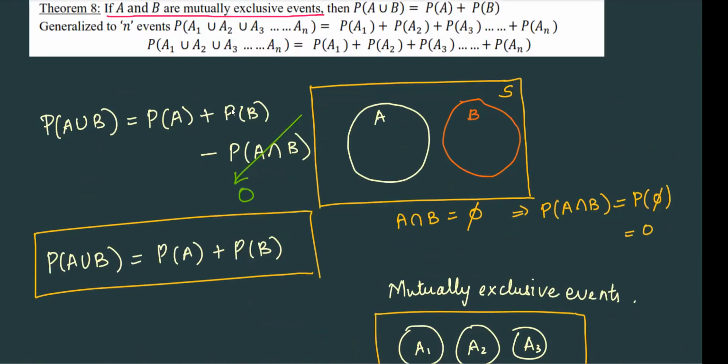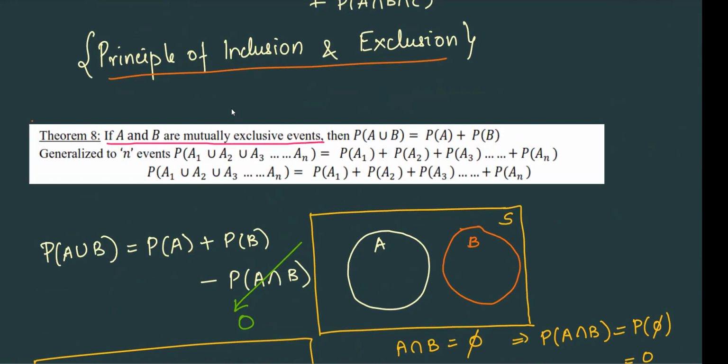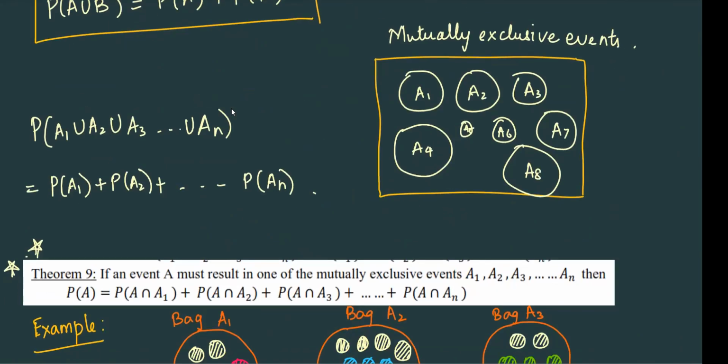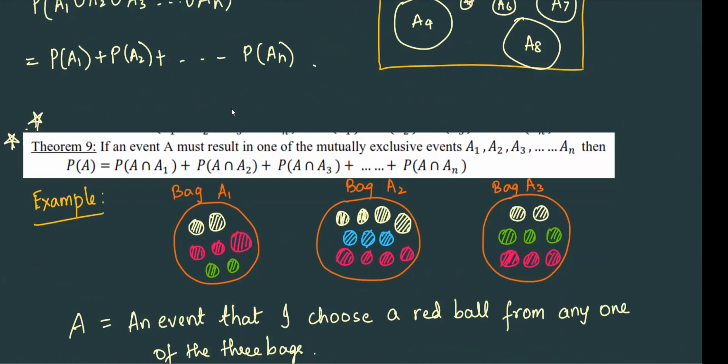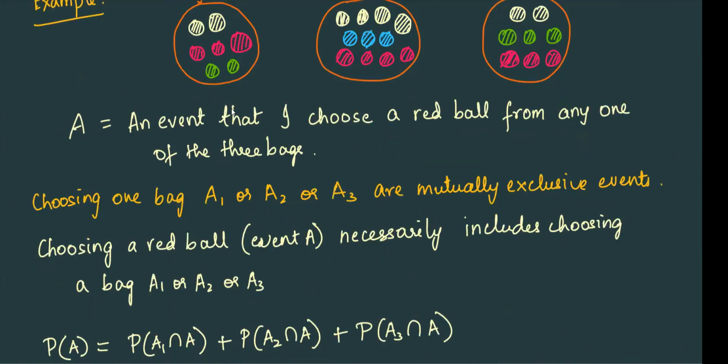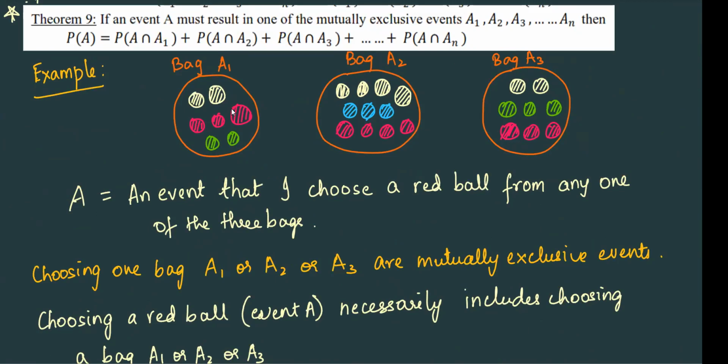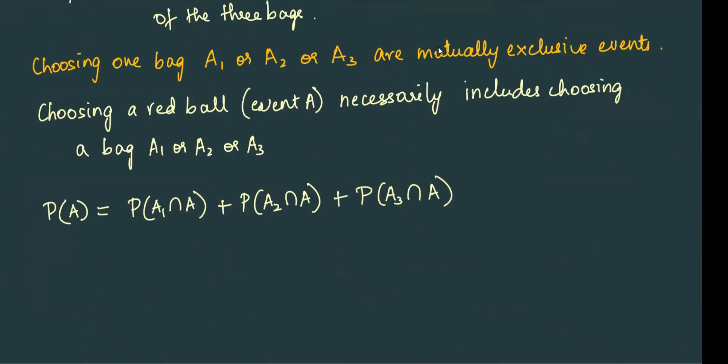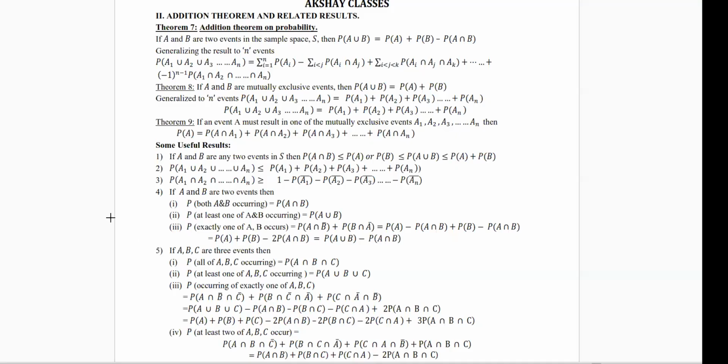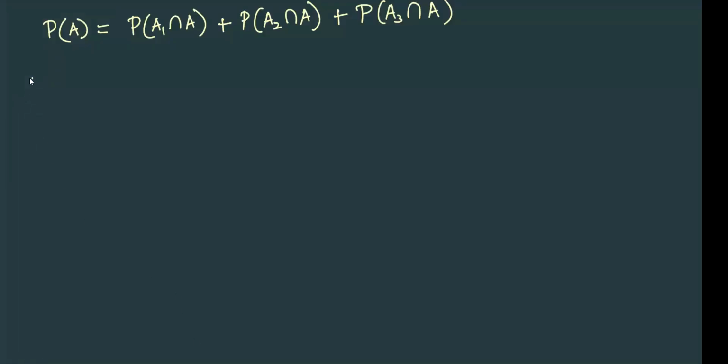Next, for mutually exclusive events, all intersection terms vanish. So without the intersection terms, we get the result. And this result: if an event A must result in one of the mutually exclusive events, then P of A is this expression. I took time to explain this. Now, let us look at some more useful results. Very, very important results, and so many bits and objective questions come around this.